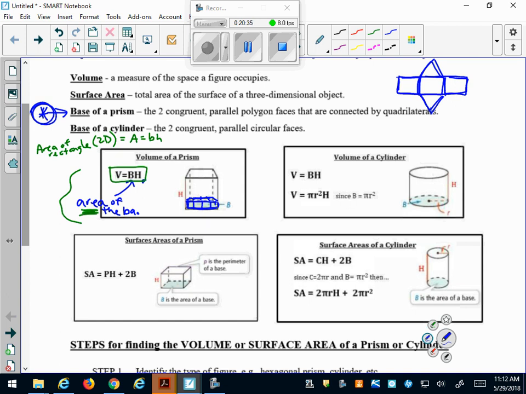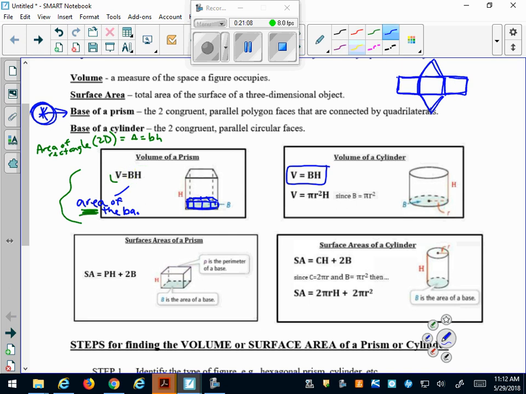Okay, same exact formula for cylinders. Capital BH, area of the base times the height. Now, that looks like a very simple, nice formula. Easy. Area of the base times the height. No problem. Here's the trouble with this. The trouble is this B is loaded. It's a loaded B because it stands for so many different things.